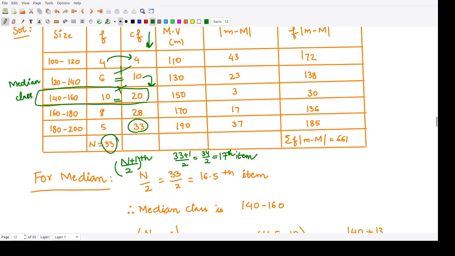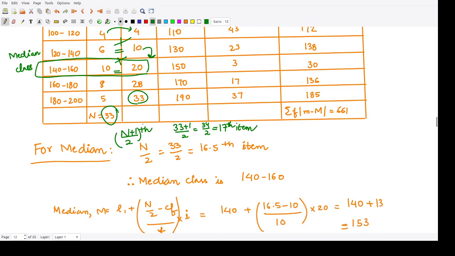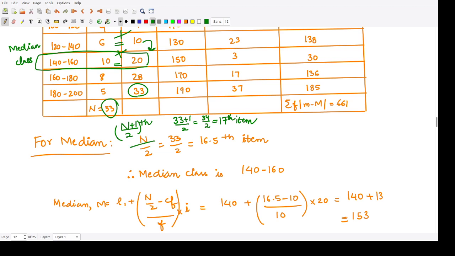So for this median class, what is the formula to calculate median? The formula to calculate median here is L1 plus (n by 2 minus CF) divided by F into I. Here it should be (n plus 1) by 2 because our term here is odd, right? So (n plus 1) by 2 minus CF divided by F.